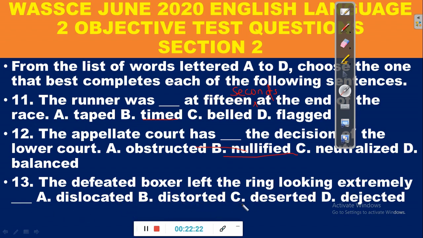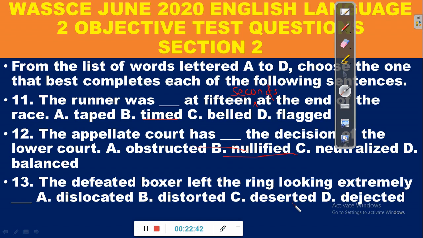Now, the third one is deserted. Something deserted is something abandoned, all right? A house can be deserted. A place can be deserted. If something is deserted, it is left empty or lonely, all right? Or abandoned, I mean, forsaken.